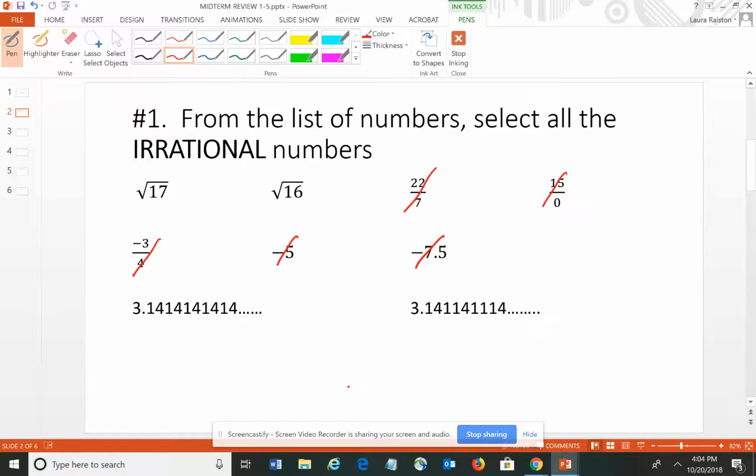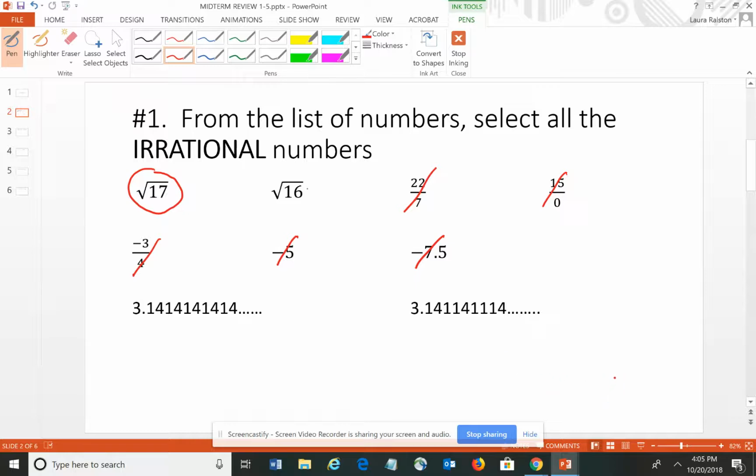So if I think about the square root of 17, or even if I enter it into the calculator, I get this big, long decimal number that does not repeat itself, nor does it actually end. Now, it does look like it ends on the calculator because the calculator only holds so many decimal places. So square root of 17 is irrational.